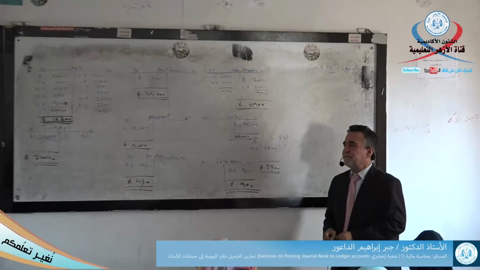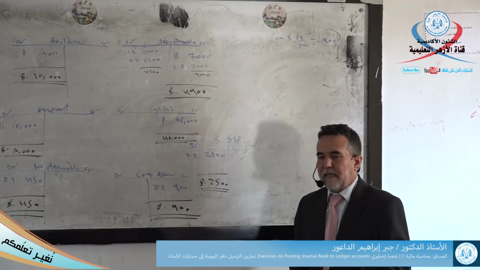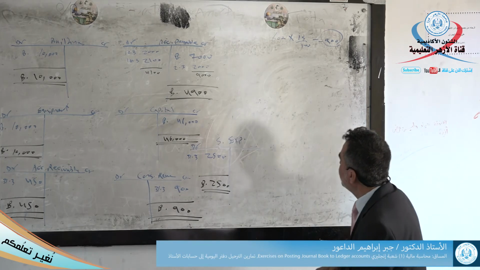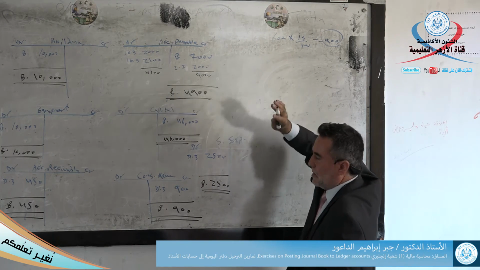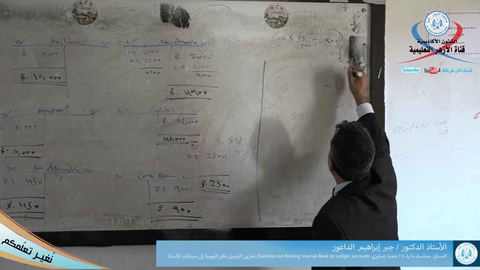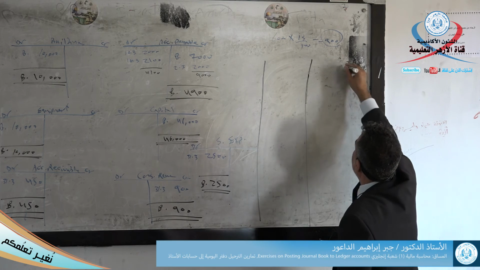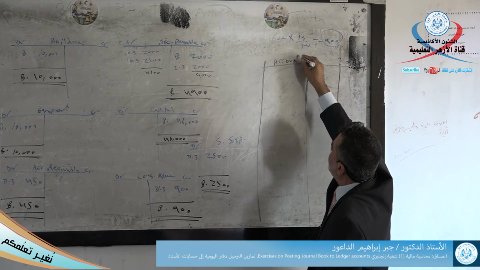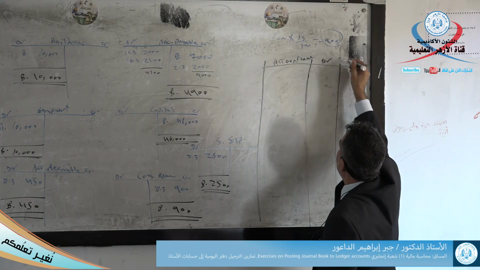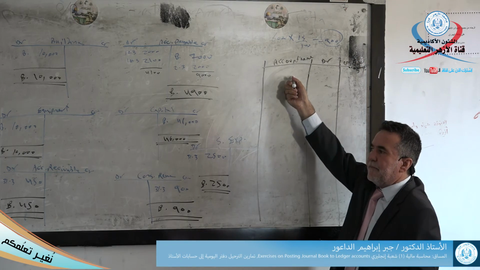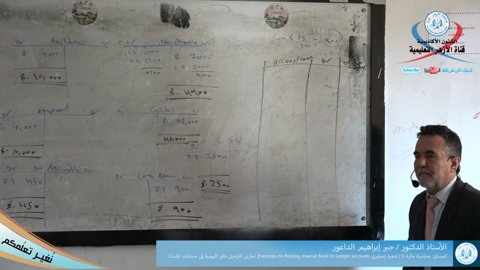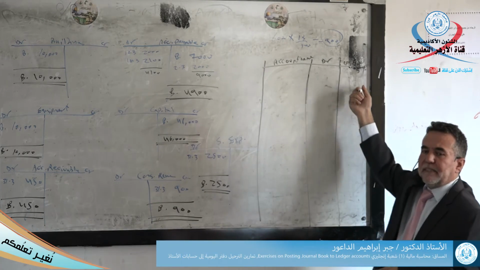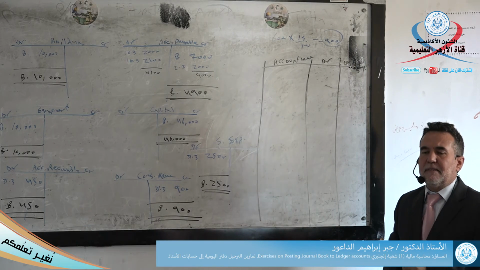Trial balance. As I said before, three columns: account name, and then the debit amount and the credit amount, the credit balance and the debit balance.